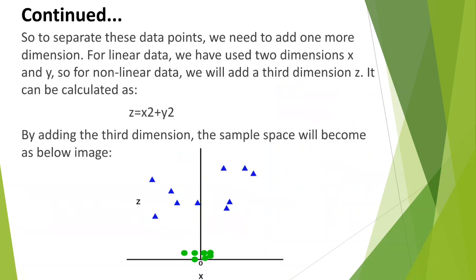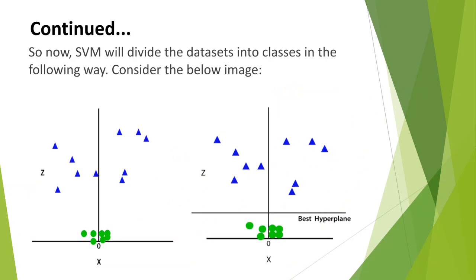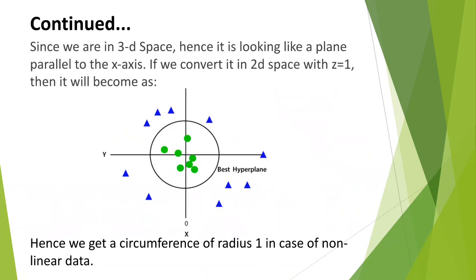For linear data, we use two dimensions, x and y. So for nonlinear data, we will add a third dimension z. It can be calculated as z equals x squared plus y squared. By adding the third dimension, the sample space will become as in the below image. So now SVM will divide the datasets into classes in the following way. Consider the below image.